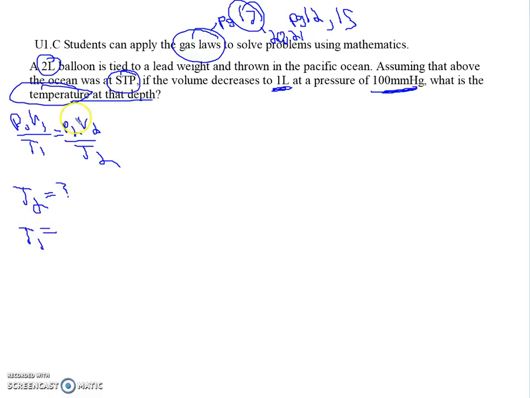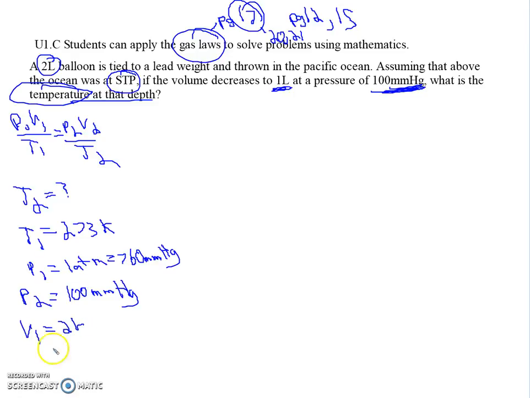So I'm looking for the new temperature, so T2 is question mark. T1, it gives me is, well, it says STP, and so I know STP is 273 K, and then P1 would be 1 ATM, except my units of pressure it gives me are mmHg, so I'm not going to use ATM, I'm going to use 760 mmHg. And as far as remembering standard pressure, remember 1 ATM, and then just look it up on the reference sheet. It'll tell you what 1 ATM is equal to. Okay, and then P2 is the 100 mmHg.